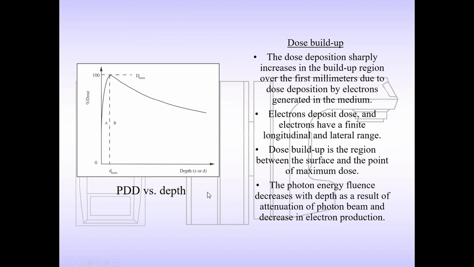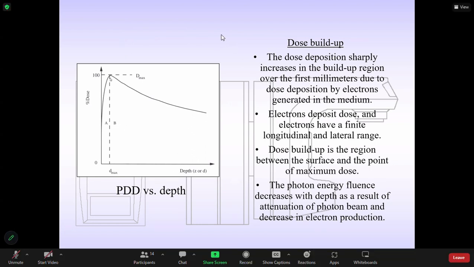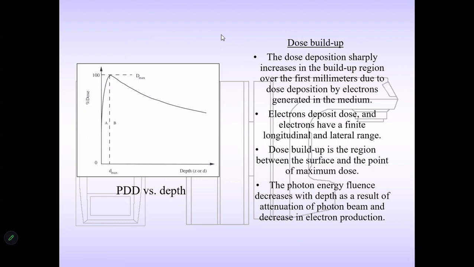And we spoke last time about the buildup region. So this area is called the buildup. Region A is the buildup region. And when you treat a patient, you always want to be in area B, starting from the maximum dose and then going deeper. And you will see in a minute why we have this situation.